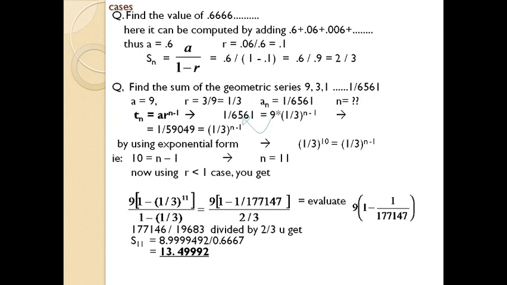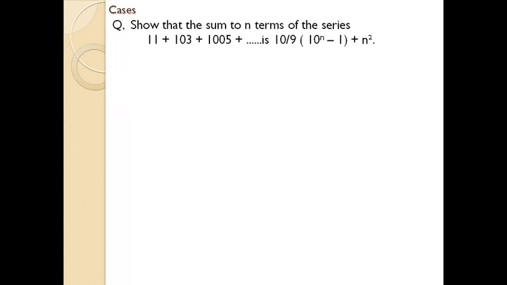Okay, let's deal with some other cases. Show that the sum to n terms of the series 11 plus 103 plus 1005 plus so on is 10 by 9 bracket 10 raised to n minus 1 bracket close plus n squared. So you need to take the sum of the series, and the series looks similar, but the ending is somewhat complicated. So let's see how we are going to deal with it.